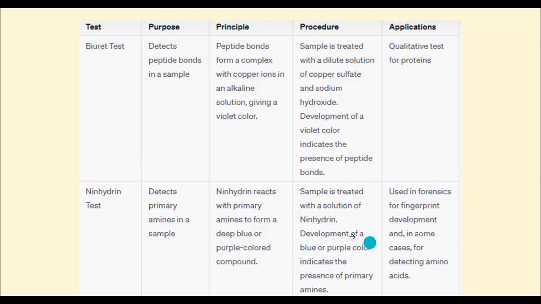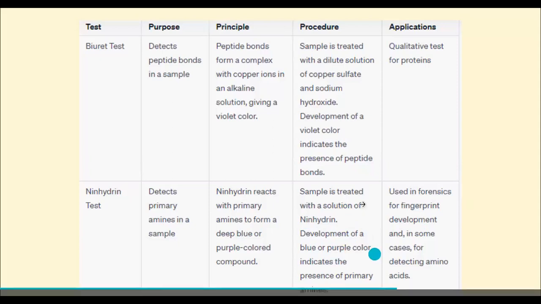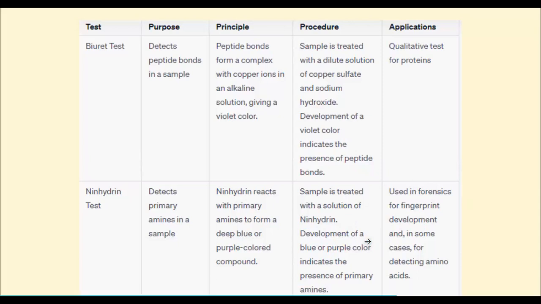So here the compound is ninhydrin. Whatever sample you have is treated with a solution of ninhydrin, and if there is development of a blue or purple color, it means there are primary amines. Ninhydrin reacts with these primary amines to form a deep blue or purple colored compound. So ninhydrin is a test for determining if there are primary amines or not.